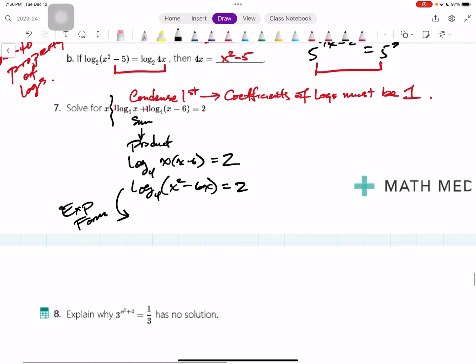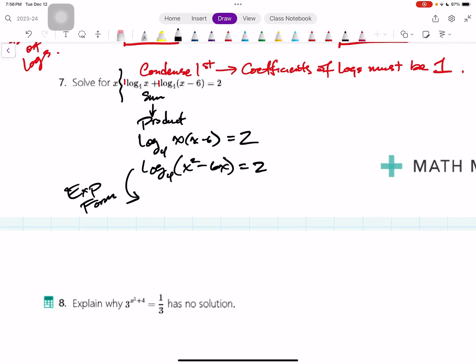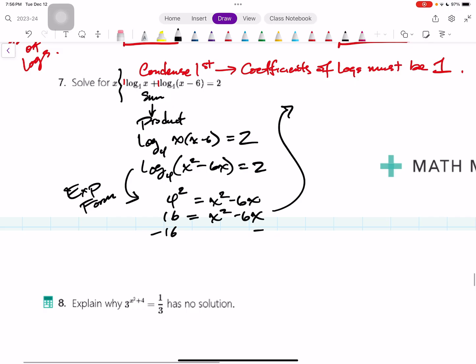Again, changing forms on a log is needed in order to do solving. So 4 squared is equal to x squared minus 6x, which means you have 16 equals x squared minus 6x. Okay, and so now you want to set it equal to 0. So subtract 16. And so we have 0 is equal to x squared minus 6x minus 16. And then you got to factor this into two binomials. And you want to find two numbers that multiply to negative 16 and add to negative 6.